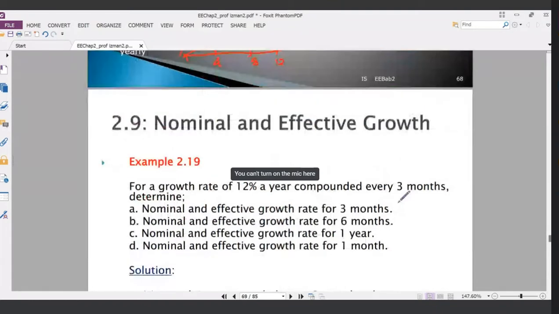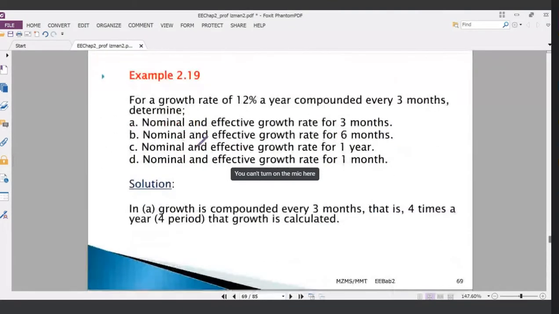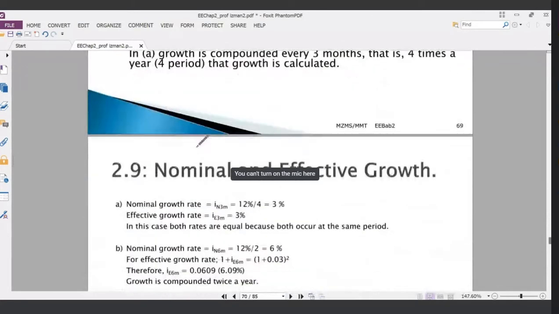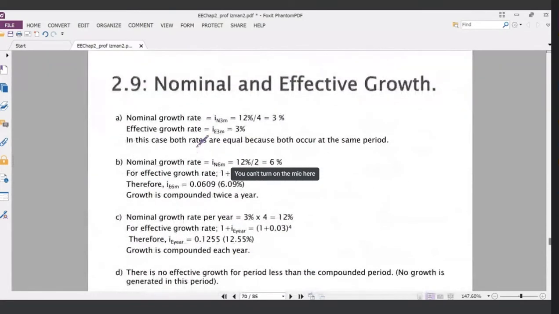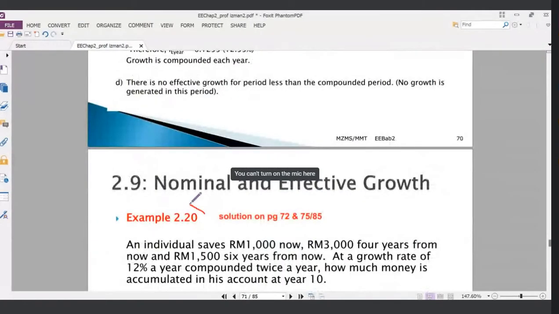Understand? All right, so this is example 2.19. So the solution is here. I don't need to explain this. So there is example 2.20, and the solution for this question is actually on the next page, page 75.